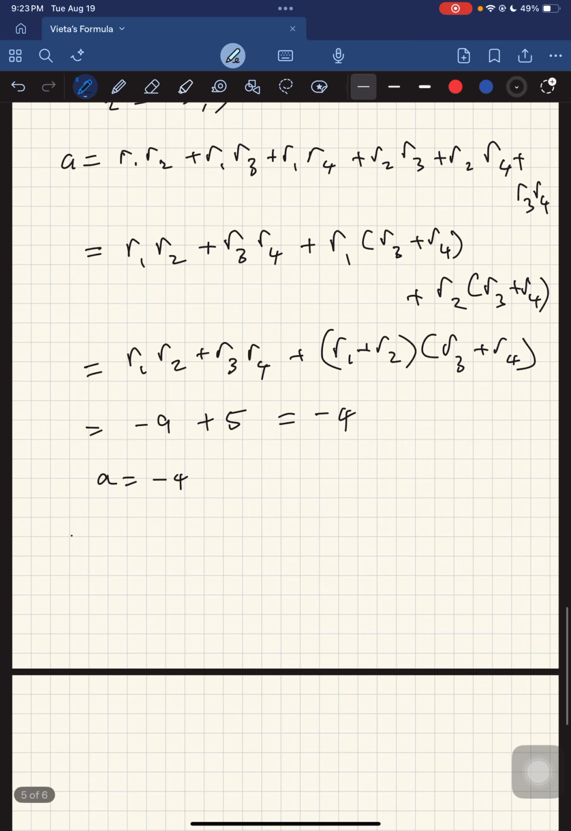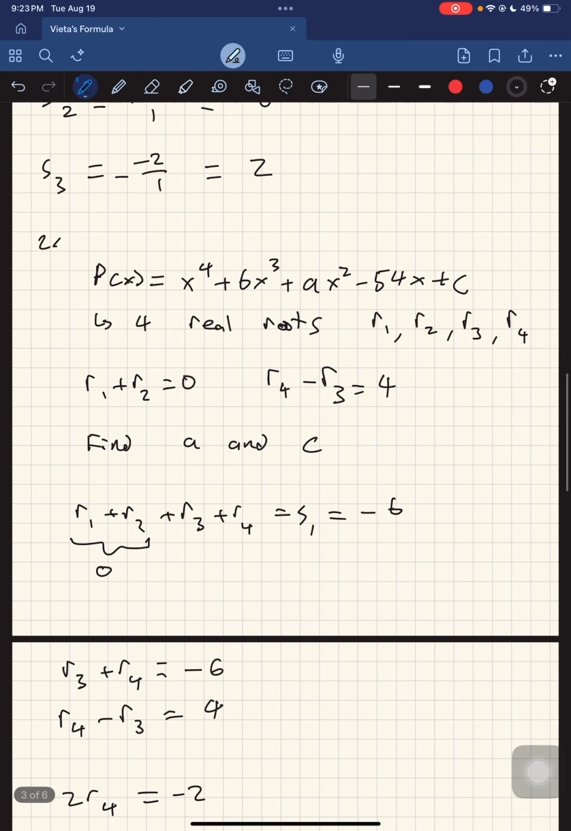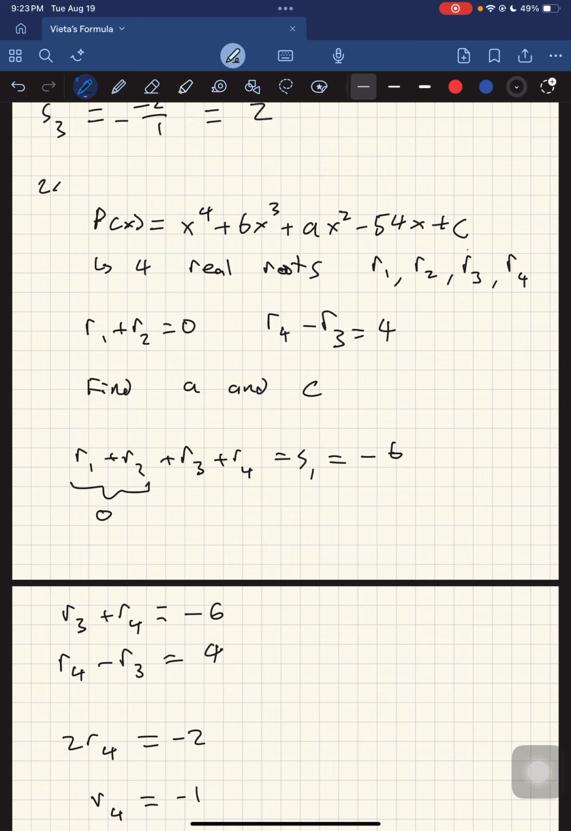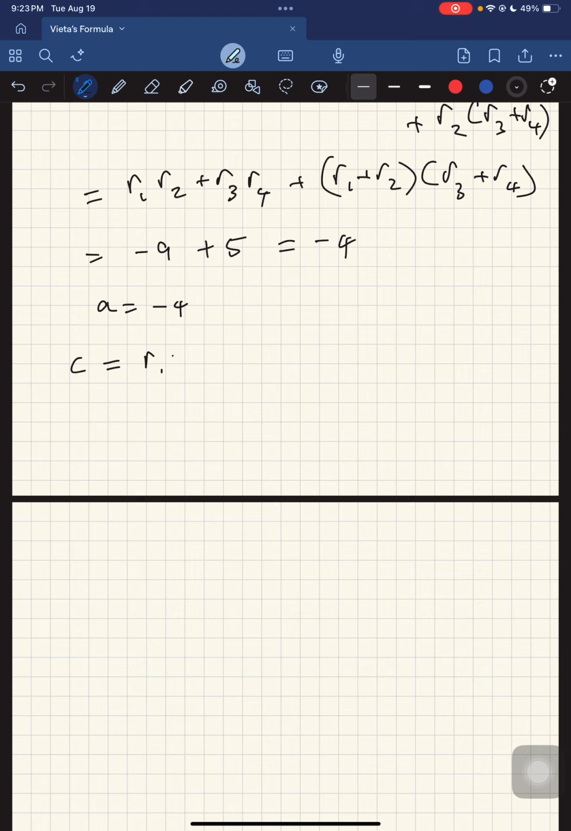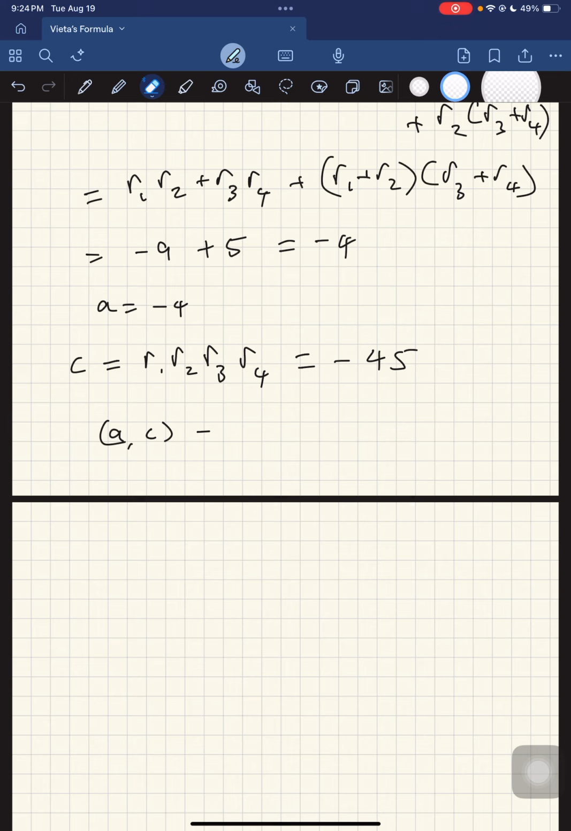And finally, what is C going to be equal to? C is just the products. We don't need to multiply by negative 1. So R1 R2 R3 R4, which is equal to negative 45. And thus we have solved the problem. We have that the pair of solutions AC is equal to negative 4, negative 45. I guess this is a notation that you can use.